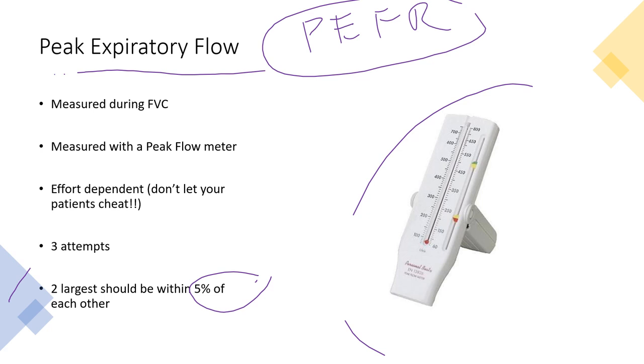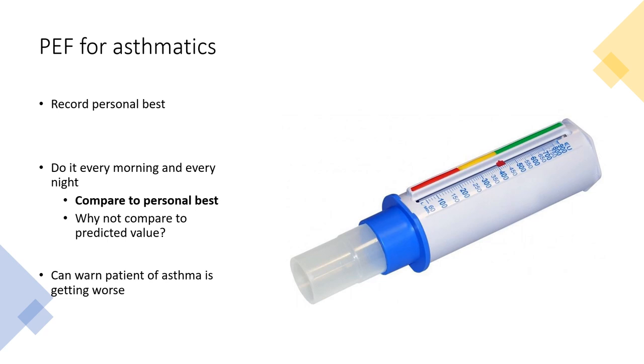We're going to take their best FEV1, or in this case, their peak expiratory flow rate, and transfer it on over, right? So effort dependent, two largest should be within 5% of each other. We're not going to average it. We're going to take the best test or the best value that they blow. We want to make sure that we record their personal best.